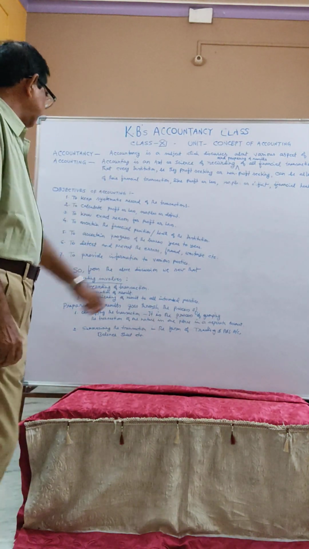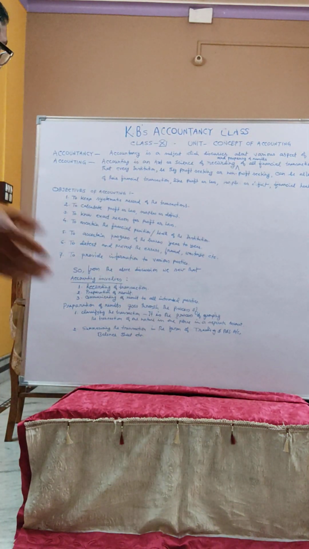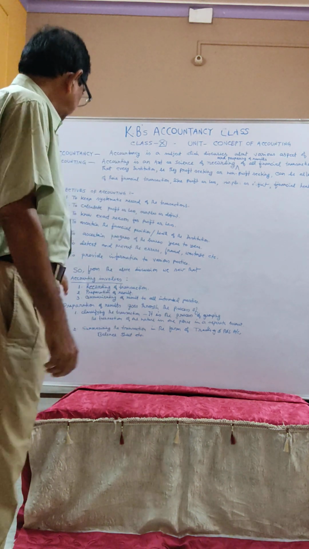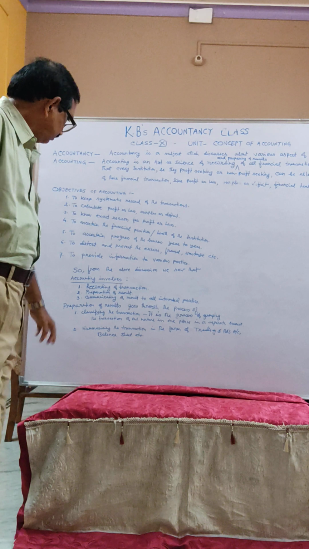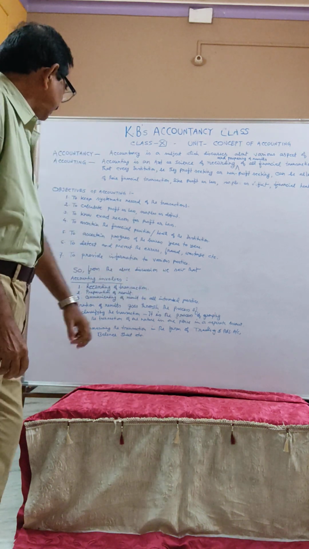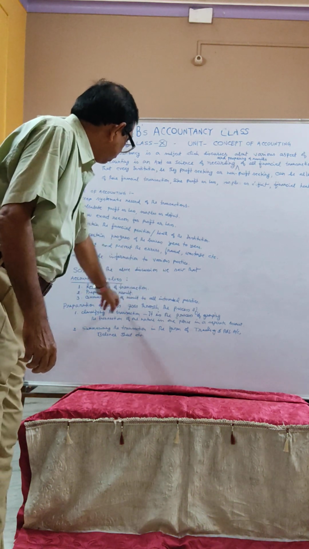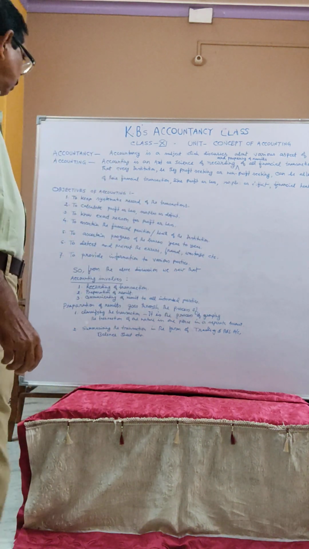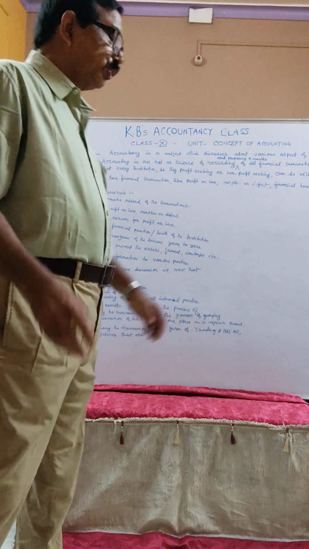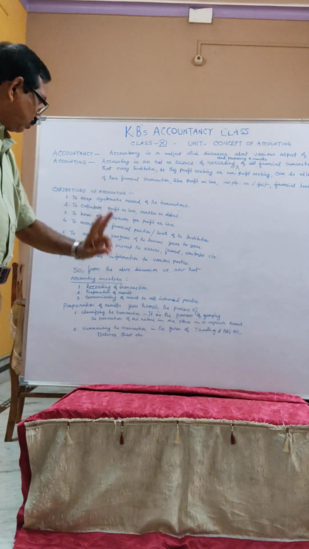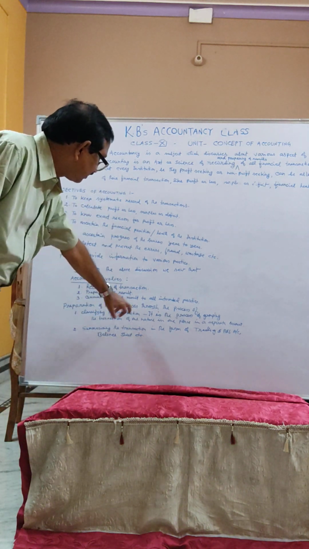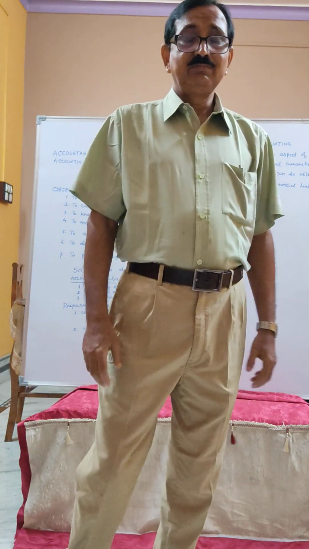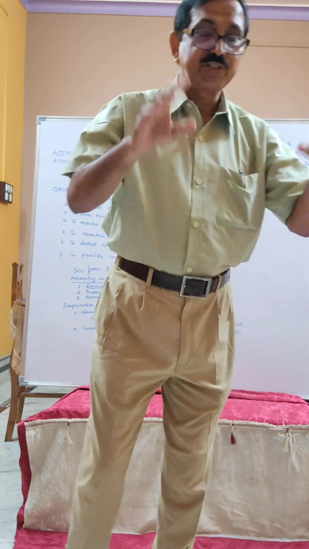So from the above discussion, we found that accounting involves three main processes. Number one, recording of transactions. Number two, preparation of results. And number three, communicating the results to all interested parties. Now, preparation of results goes through two processes. Number one, classifying the transactions. After recording the transactions, we have to classify the transactions.